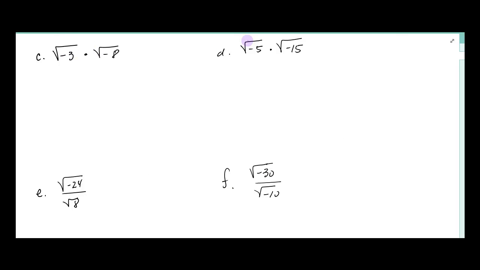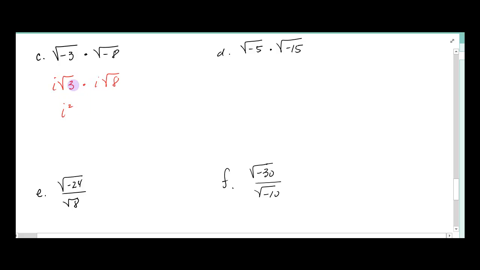So here I have 4 examples which are just straightforward multiply or divide imaginary numbers. Let's start here. We have negative square root of 3 times negative square root of 8. When you're doing this, you want to be sure that you handle the negative portion before you ever multiply the actual numbers. In other words, this I can rewrite as i times the square root of 3 times i times the square root of 8. Now multiply their imaginary portions together. So i times i is i squared. And then under the radical, 3 times 8 is 24.